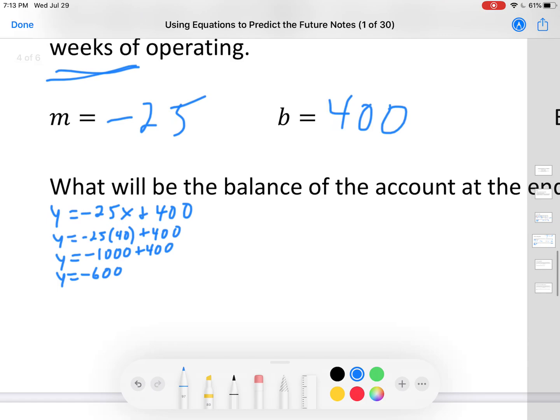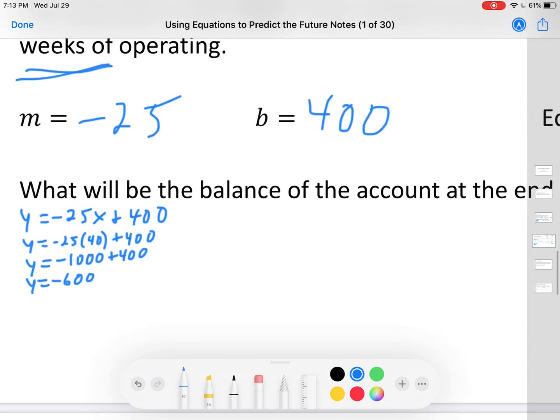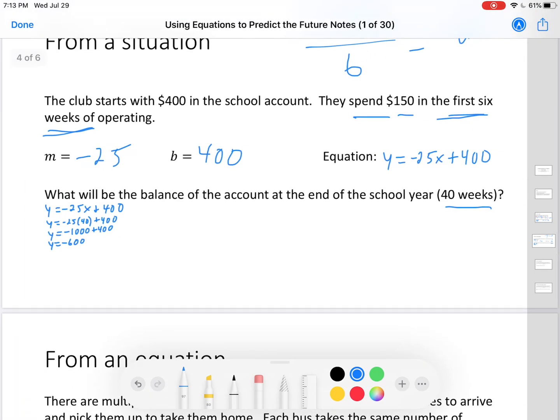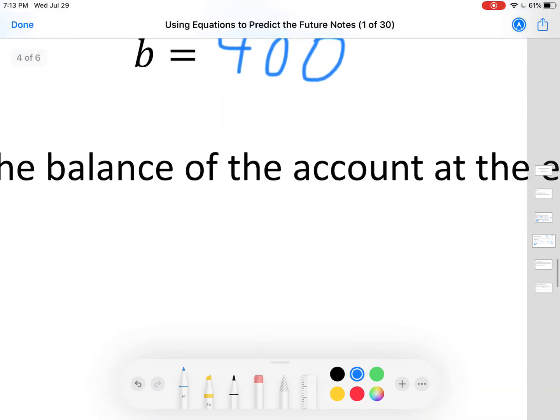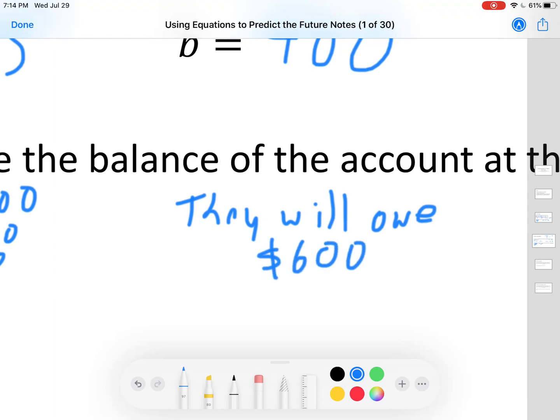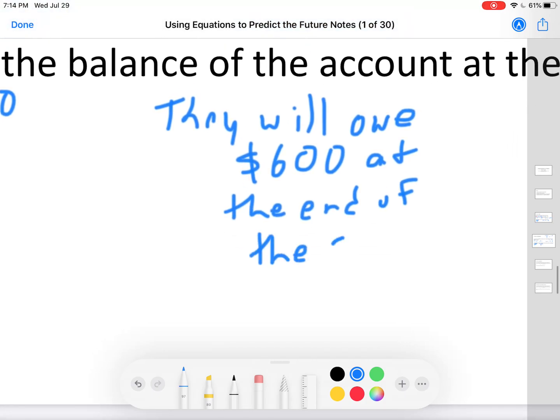So, now we have to interpret that. What does that mean? What will be the balance of the account at the end of the school year, 40 weeks? Well, what does negative money mean? Negative money means you owe money, or they will owe money. So they will owe $600 at the end of the school year.